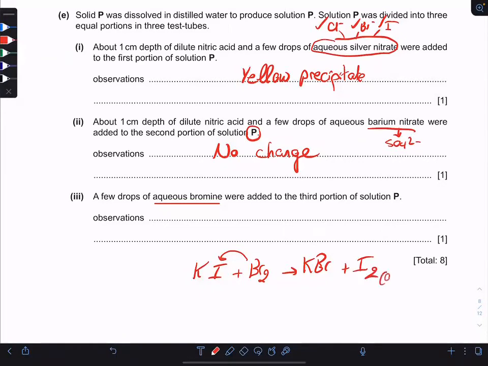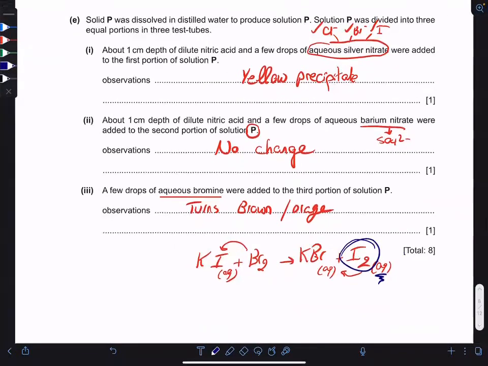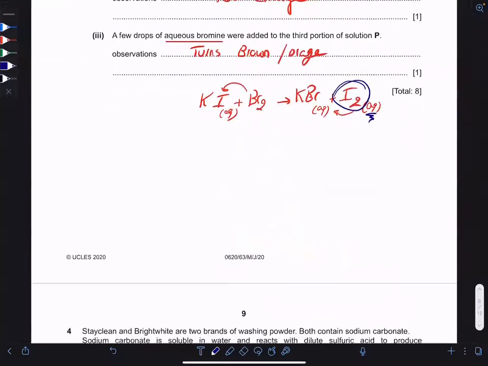Okay, iodine is soluble, and potassium bromide and potassium iodide are solutions, and therefore iodine will dissolve in the potassium bromide, giving a brown color. The solution turns brown. Of course, orange is accepted. Okay, this wasn't an easy question, but take care. Iodine produced as a solution has a brown color due to the displacement reaction that took place.